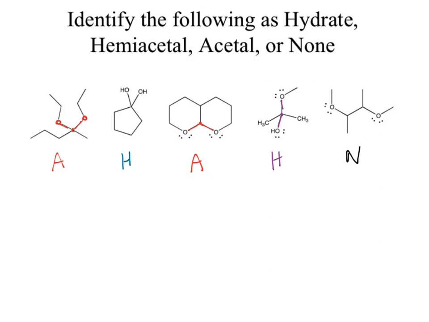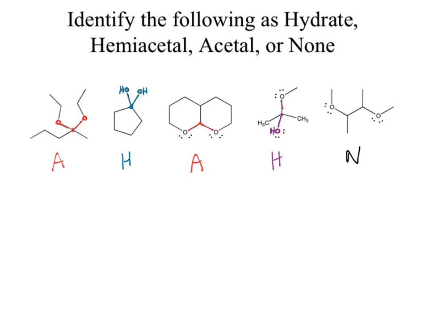Why is the hemiacetal different from the acetal? One of the oxygens is an alcohol instead of an ether. How is the hydrate different? Because it's still a carbon connected to 2 oxygens, but they are 2 alcohols.